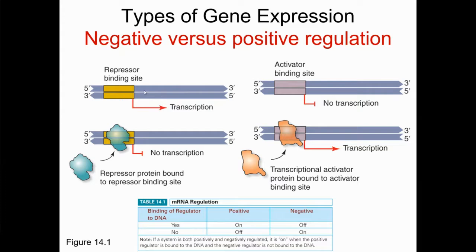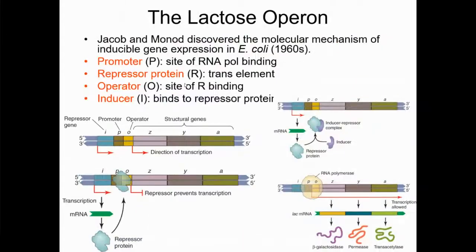So here, for the repressor binding site, without binding, the transcription is on. With the binding, you turn off the transcription. And for the activator binding site, without binding, it is off. If you bind the transcriptional activator, which is the trans element, then you turn on the transcription. So this is negative versus positive regulation.